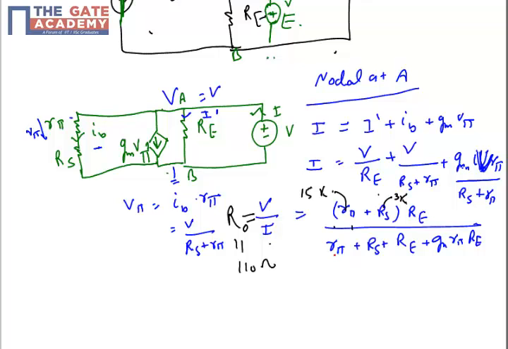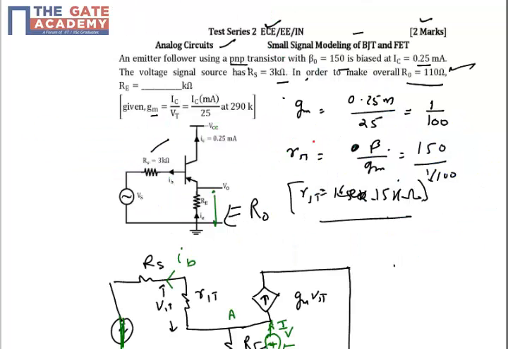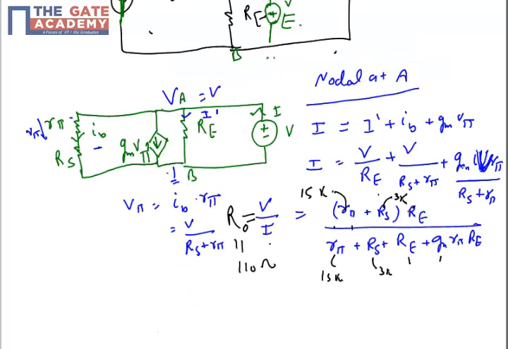R pi is 15 kilo ohm, RS is 3 kilo ohm, RE we don't know. GM we have calculated as 1 by 100, that is 0.01. So in the entire equation, the only variable we don't know is RE. Just cross multiply, solve it, normal calculation, and you will get the value of RE as 1.42 kilo ohm.